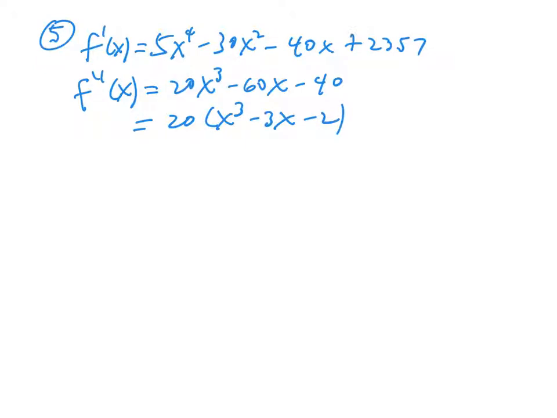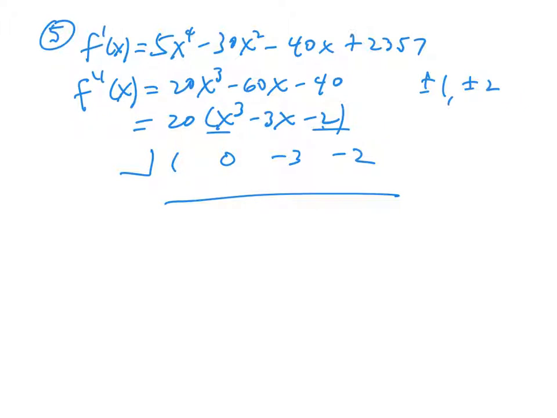So how do we factor that? It looks like synthetic division. So 1, 0, negative 3, negative 2. Don't forget to put the 0. So factors of 2 over factors of 1. So it's either plus or minus 1 or plus or minus 2. And you can clearly see that 1 doesn't work. So the next logical choice would be to try 2. So 1, 2, 2, 4, 1, 2, 0. It works.